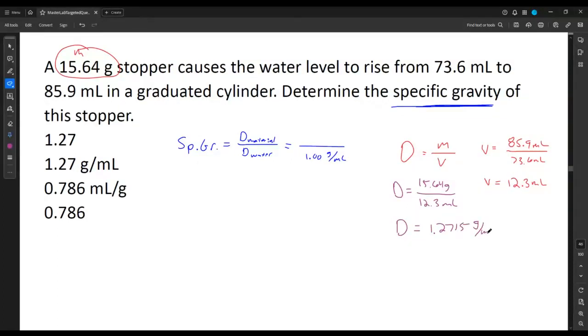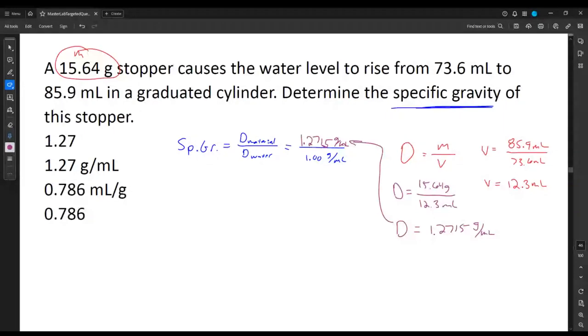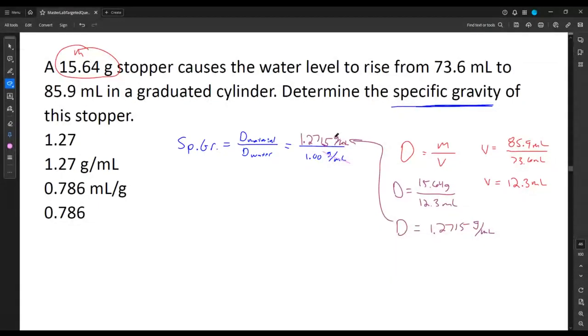1.2715 grams per milliliter. Okay, so if we take and jump that back into our specific gravity formula, the number part's not going to have really too much of a change because we're dividing by 1. But you'll notice that the units are going to cancel and go away. So grams per milliliter cancel grams per milliliter. Dividing this out and then rounding will give us about 1.27.